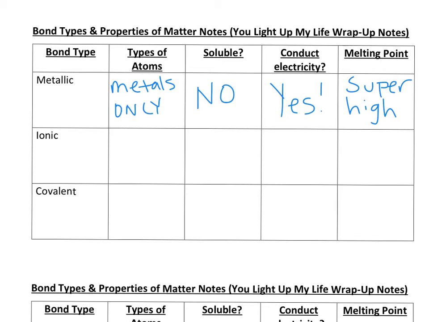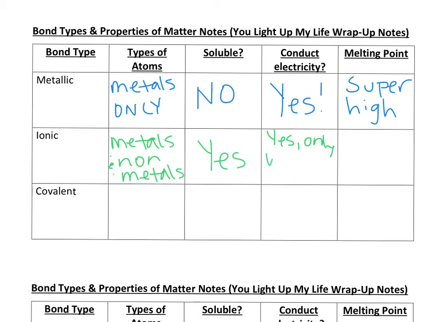And remember, the types of atoms for ionic substances are both metals and nonmetals. So when we hook up atoms from both sides of the periodic table, we get an ionic bond. So are these guys soluble or able to dissolve in water? Absolutely yes. And can they conduct electricity? They can, only when dissolved. So we're going to write that. So yes, only when dissolved.